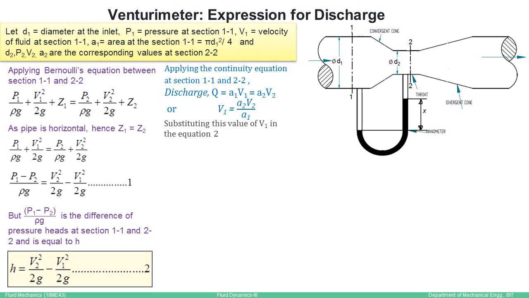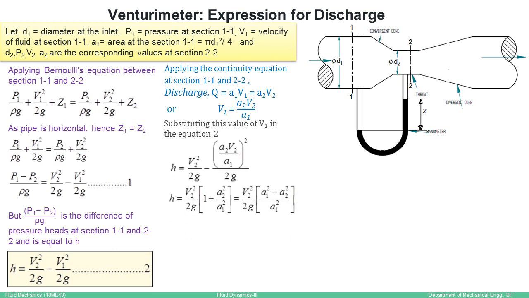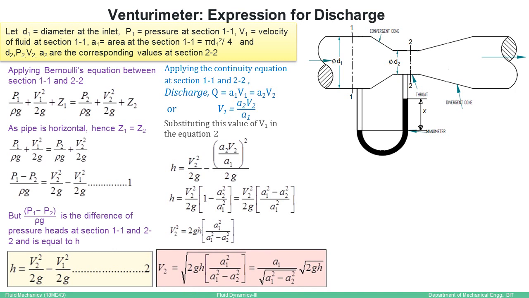Substituting this value in equation 2, that is for h, and simplifying separately for v2, we have an expression for v2. So now v2 is a1 into root of 2gh divided by root of a1 square minus a2 square. So this is an expression for v2. Also we have Q equal to a2 v2, that is, discharge Q is equal to a2 v2.